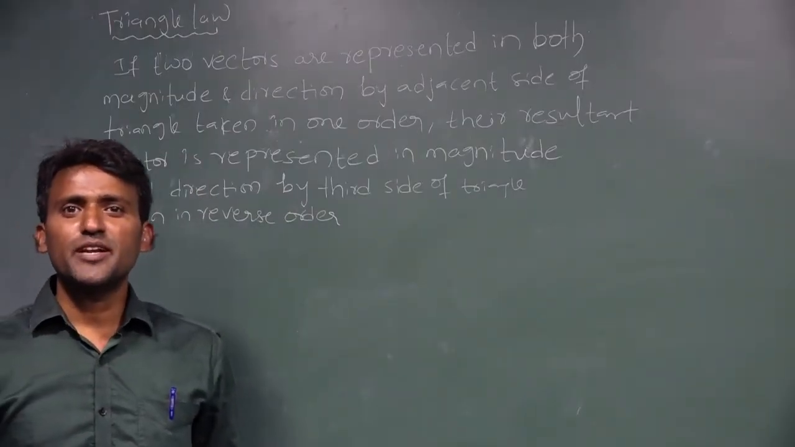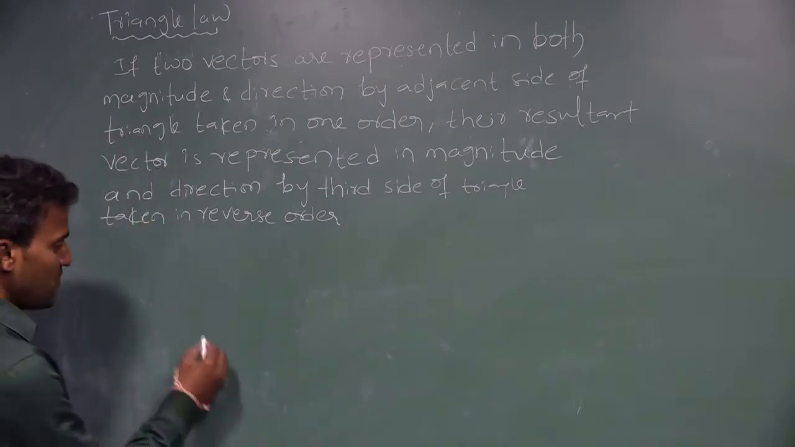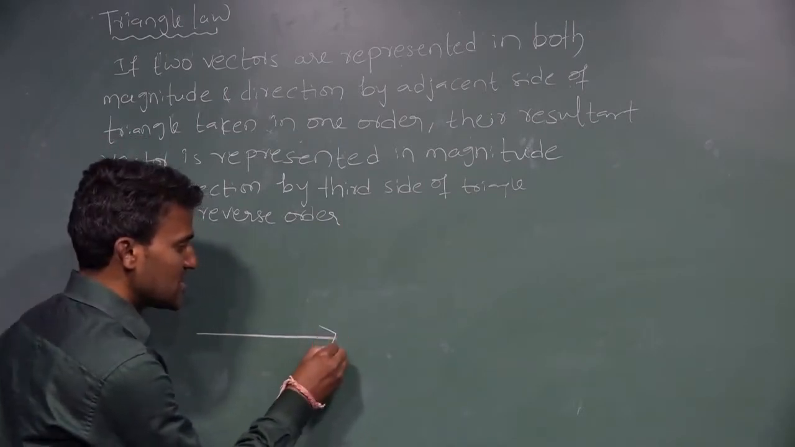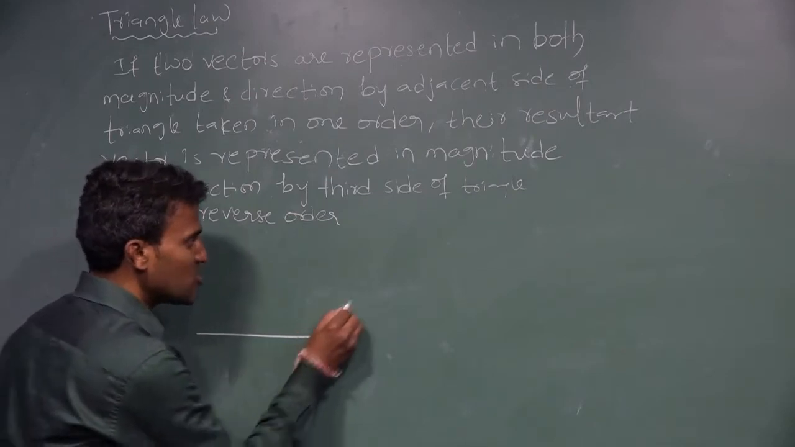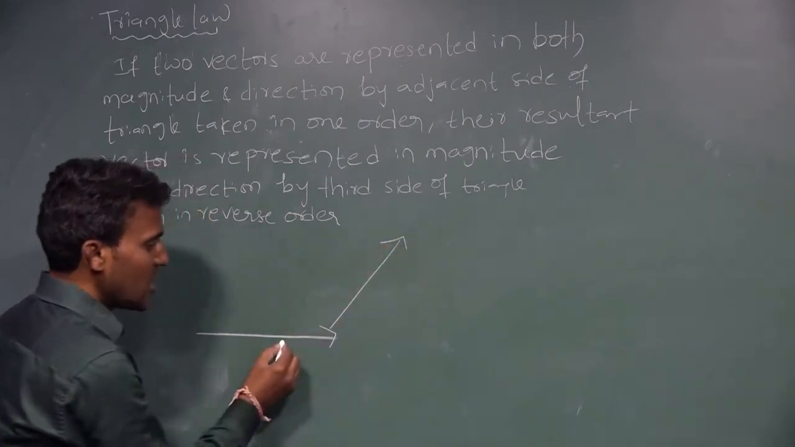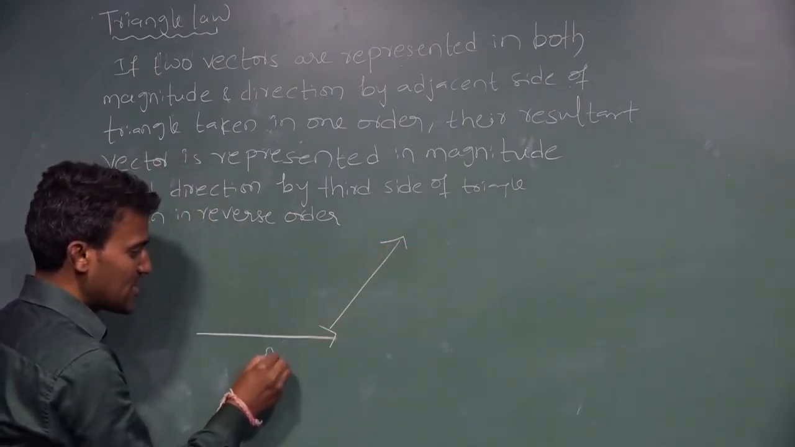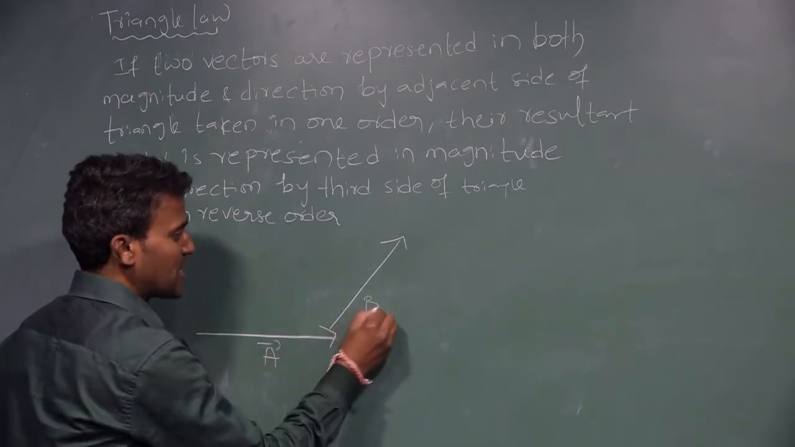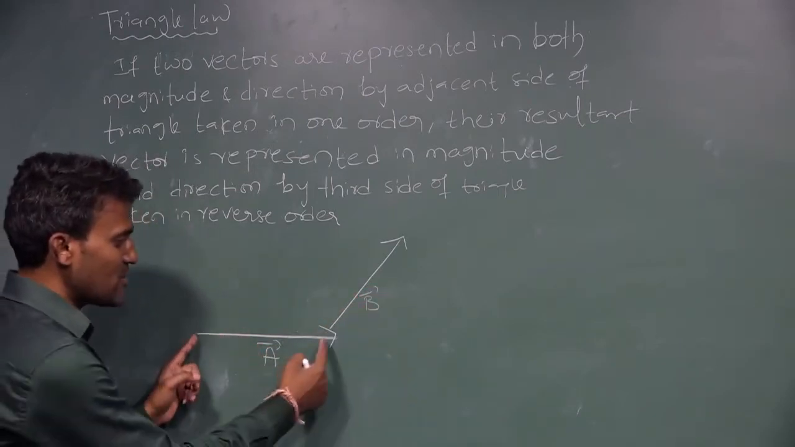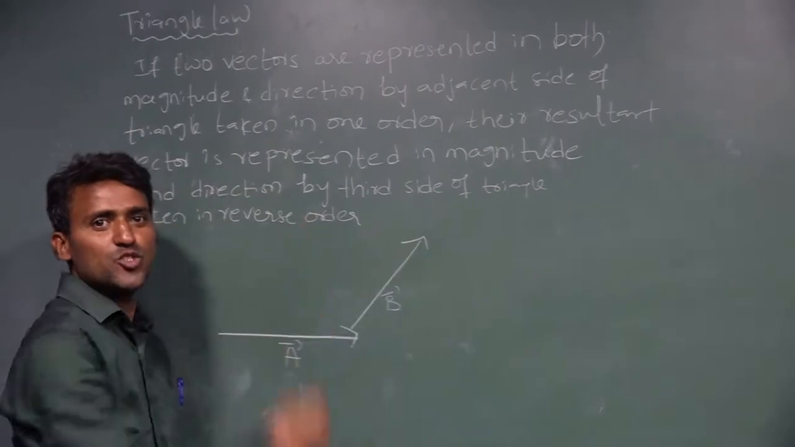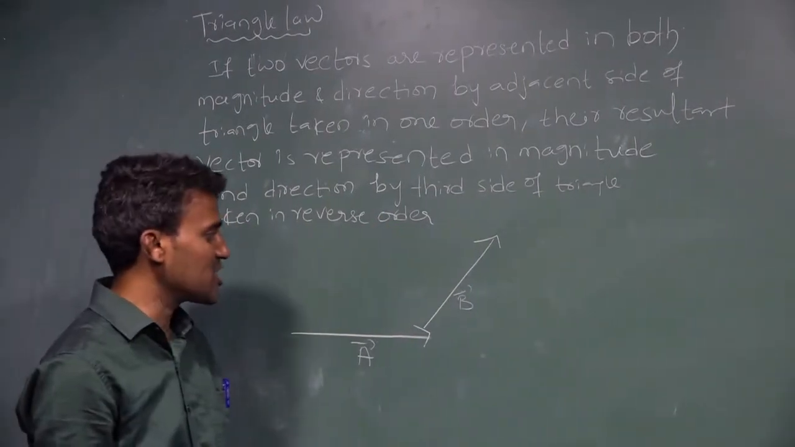Vectors are represented in both magnitude and direction. See here, I am taking two vectors, one is the A vector and one more is the B vector. Two vectors having magnitude and direction.